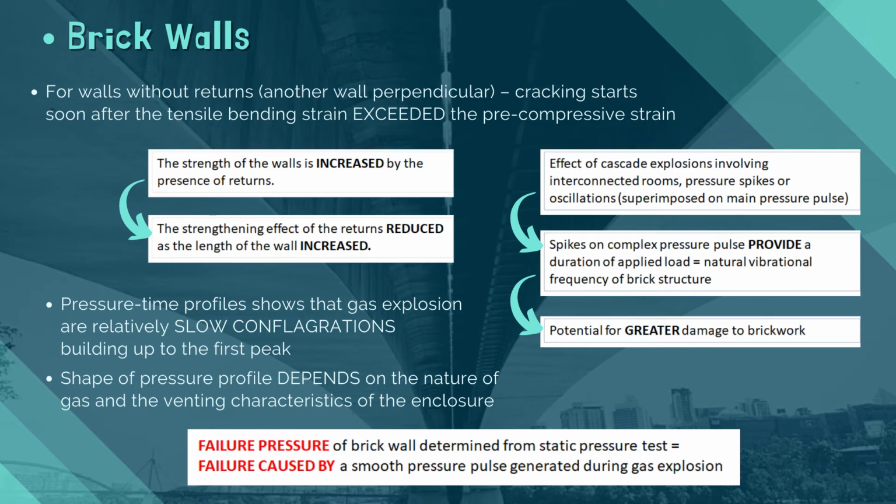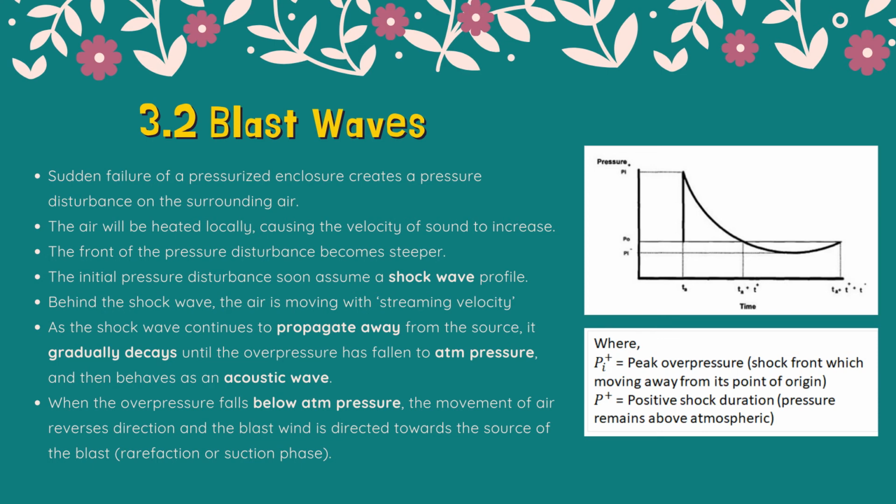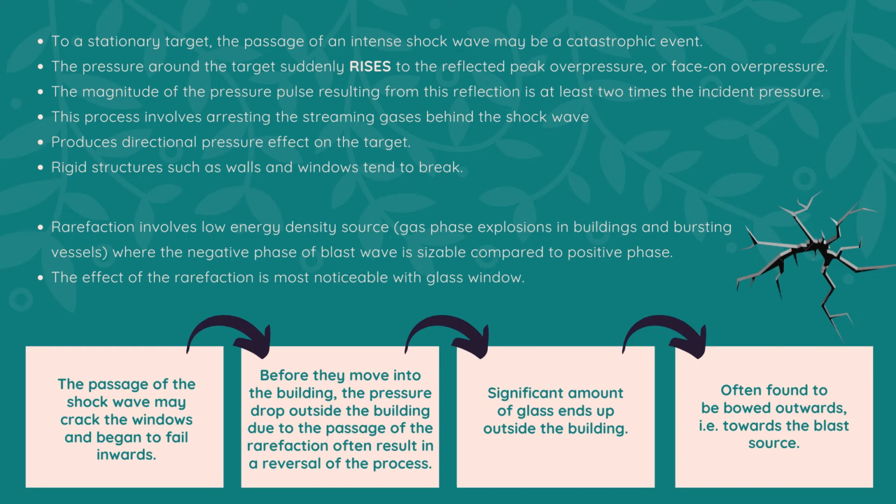during a gas explosion. The sudden failure of a pressurized enclosure creates a pressure disturbance called the classical shock wave profile. The diagram shows the decay of pressure with time of a shock wave, where there are a peak overpressure, a positive phase and a negative phase. The passage of the shock wave may crack the windows and begin to fail them inwards. Before they have time to move into the building, the pressure drops outside the building due to the reversal of the process. A significant amount of glass ends up outside the building. It is often found to be bowed outwards, for example, towards the blast source.